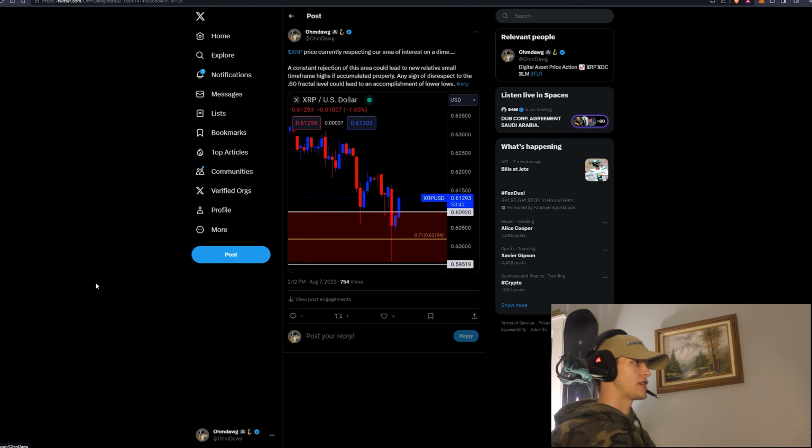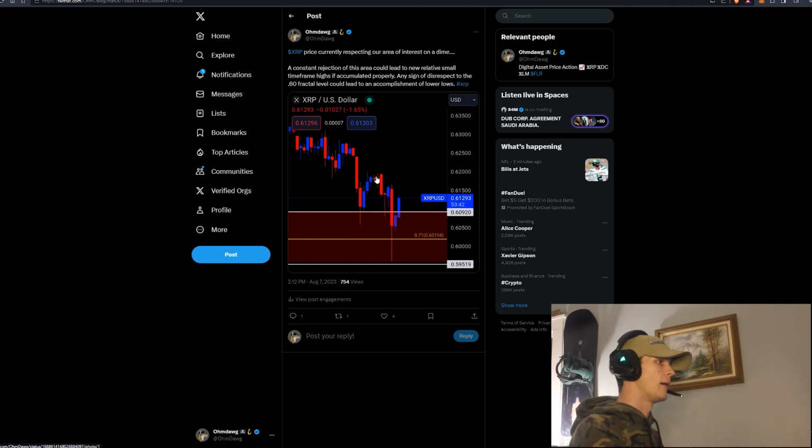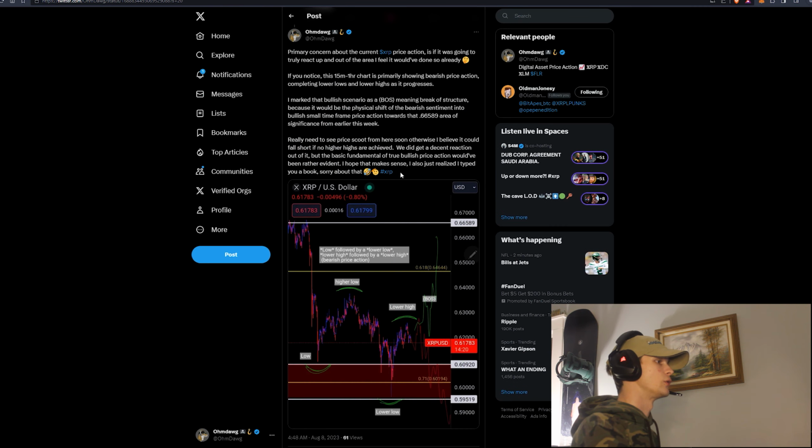Here we are on August 7th in that area that I will point out later. A constant rejection of this area could lead to new relatively small time frame highs if accumulated properly. Any sign of disrespect to the 60 cent fractal level could lead to an accomplishment of lower lows. As we could see, price did respect this area very well as we marked it prior to this actually happening, which led us to conclude.